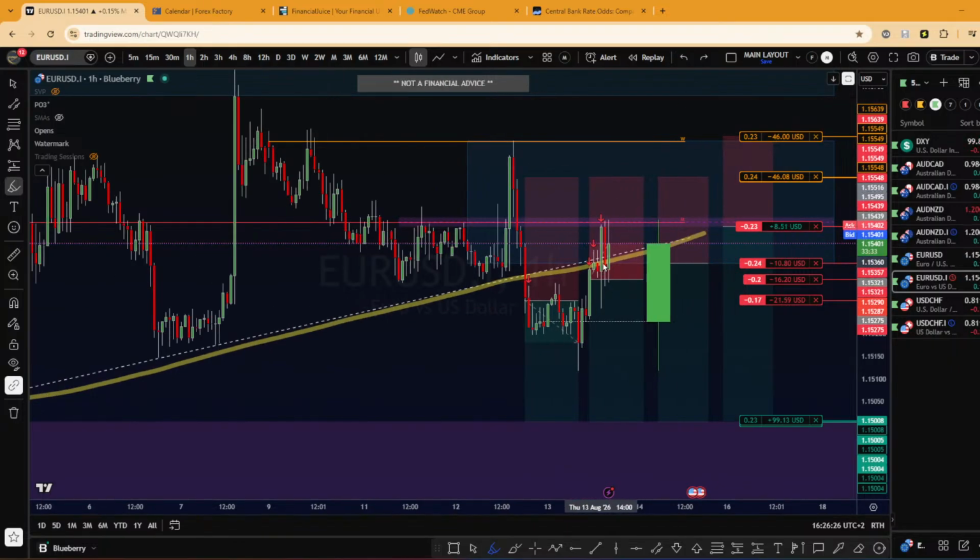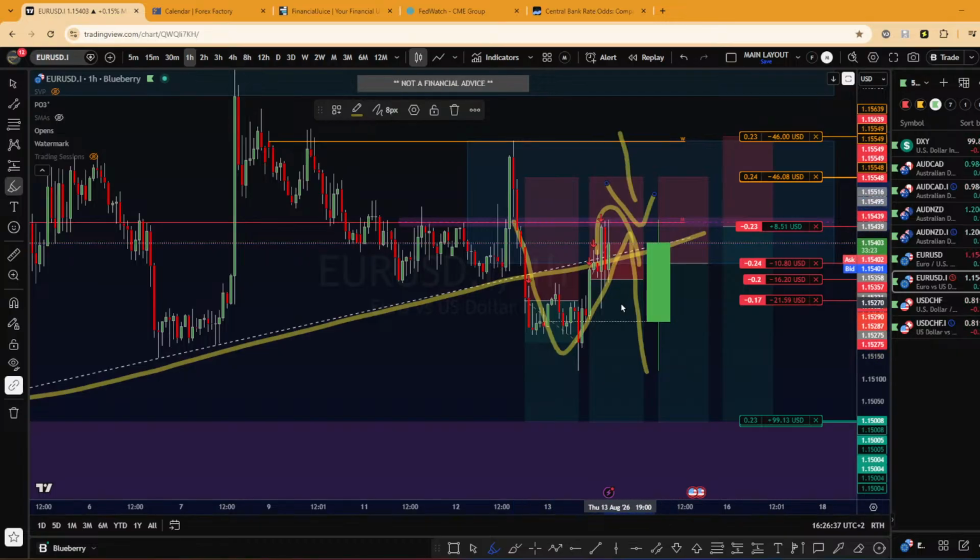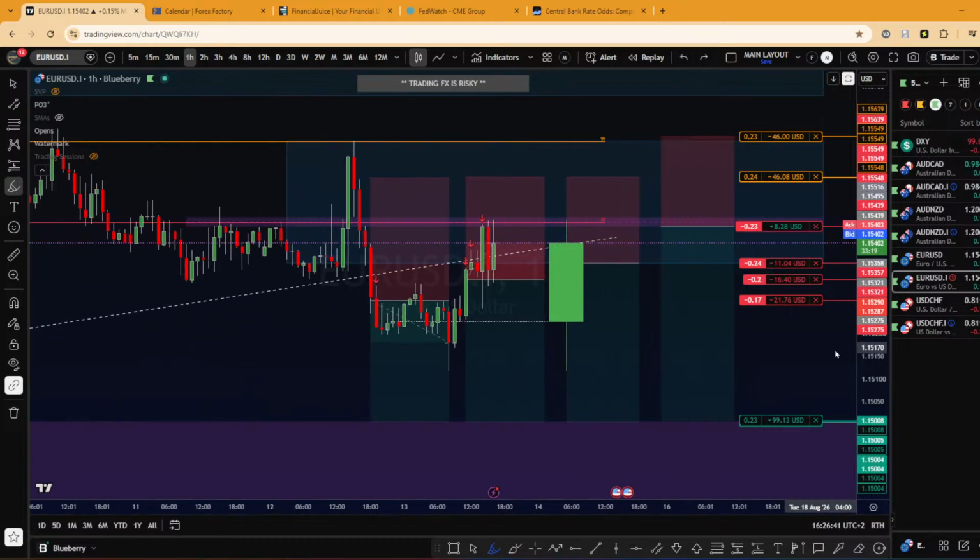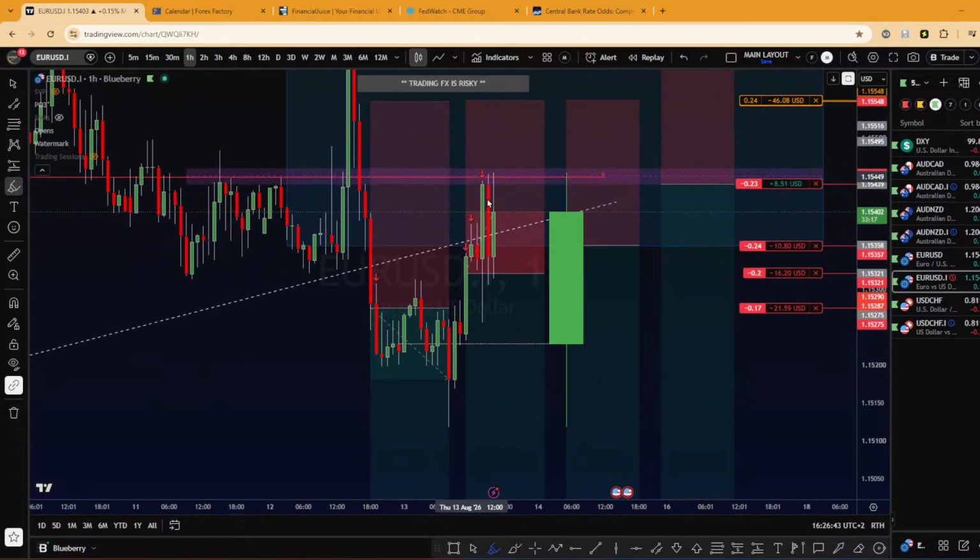For me, I want to see some rejection, a break of the trend line, rejection, a huge rejection of the trend line. So that's what I want to see, but it doesn't look like we are going to see it right now. So yes, we have some bearish candles. I need to see a real bearish candle and close below this level.